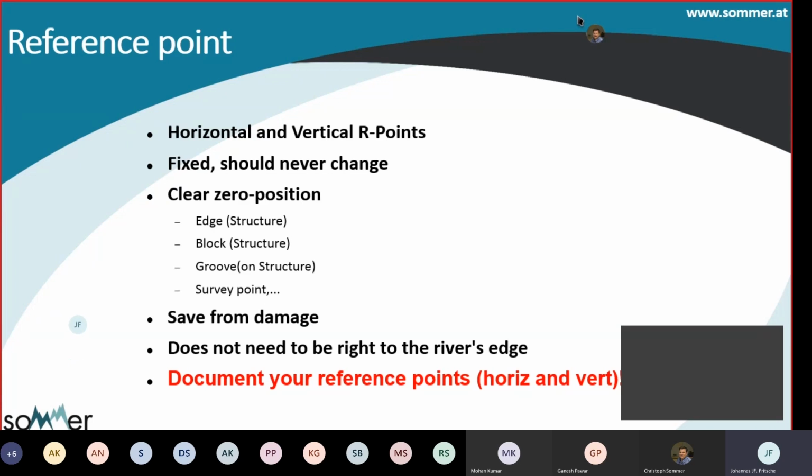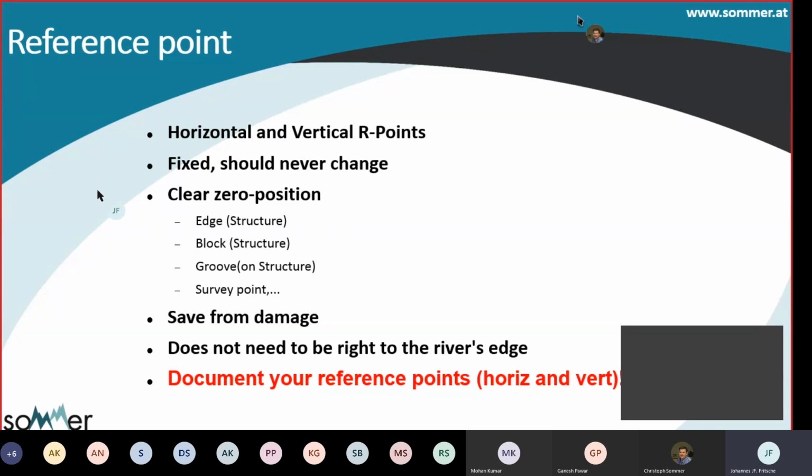And so it's very important that you specify a reference point for your cross-sectional profile. And a reference point has certain properties. First of all, you need a reference point that can be used for both the horizontal and the vertical measurements you're doing. This reference point should be fixed. It should never change over years and over decades. So if you come back again, you just go to the reference point again and you measure from there again.